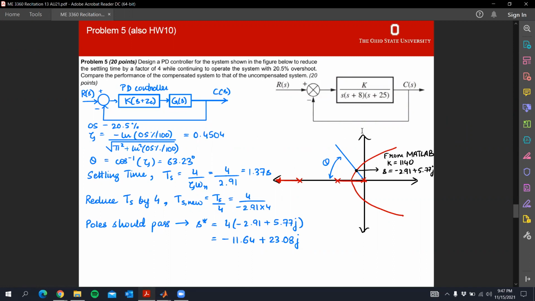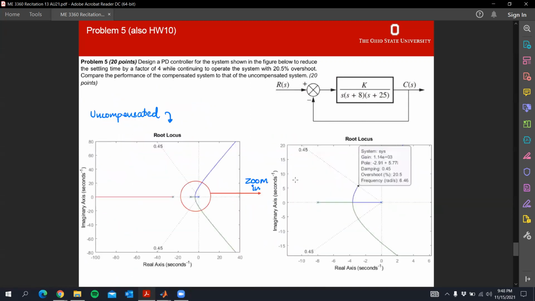So we can make our root locus like we have been doing so far, and then we can take the overshoot of 20.5%, use this formula over here, calculate our damping ratio to be 0.4504, calculate the value of theta from that, and that turns out to be around 63.23 degrees. Since we will be using MATLAB for this, you can plot this using the sgrid function in MATLAB itself. From MATLAB, I ended up getting that the gain at this intersection is 1,140, and the location of this particular pole is this over here. And I have the MATLAB plot right over here.